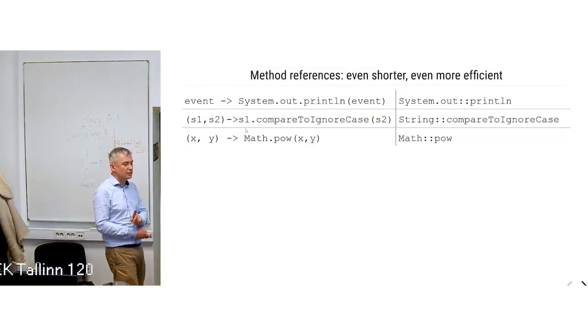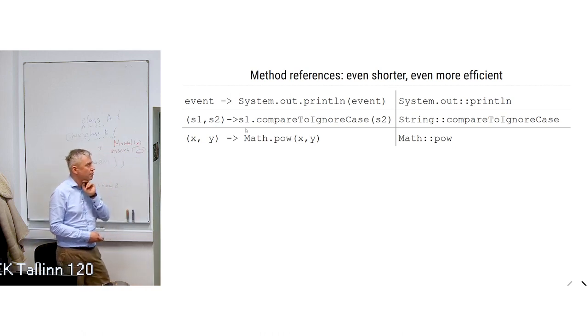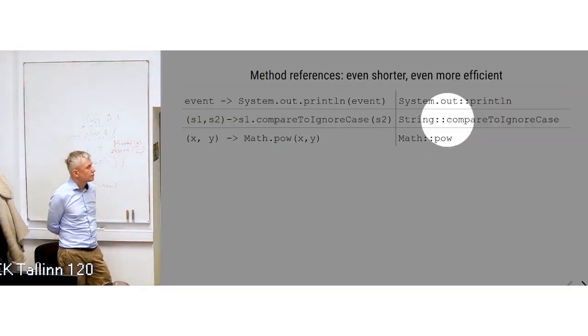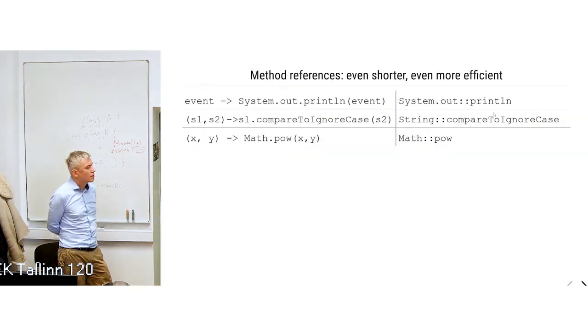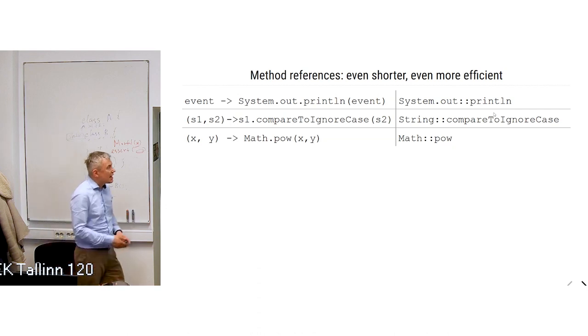Okay, so yeah, this is important. This is tricky stuff. The question is how does this String::compareToIgnoreCase convert? How do I understand how the parameters actually pass there? Yeah. How is this used?